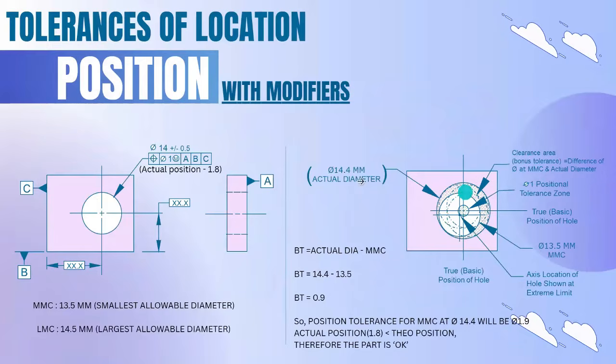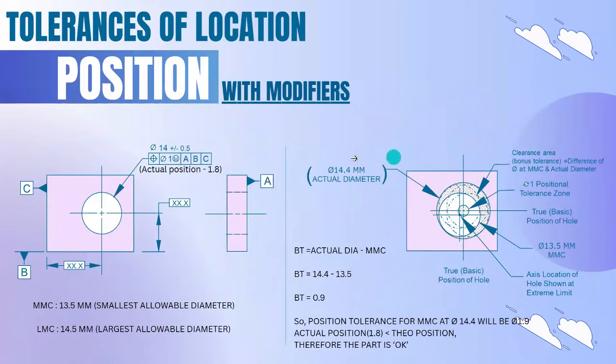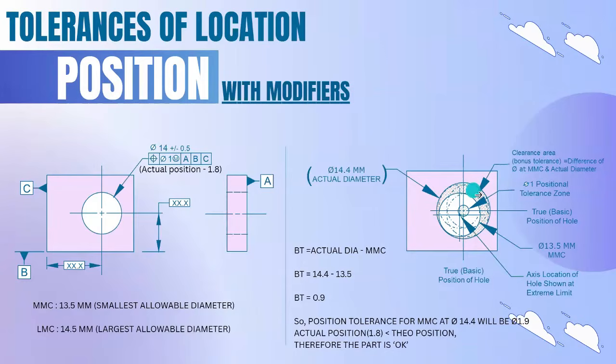Sorry. So this is the actual dia, 0.4, but MMC is 13.5. So the manufacturer manufactured the dia for 14.4. So the hole is bigger, so it has more clearance. So due to this clearance, it has more possibility to fit, even if the position went out of spec. Here you can see the actual position is 1.8.